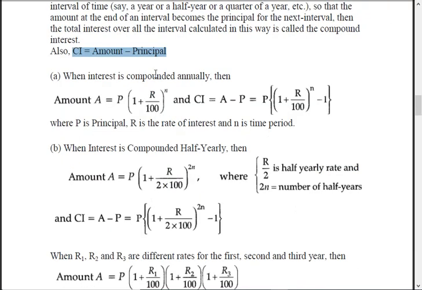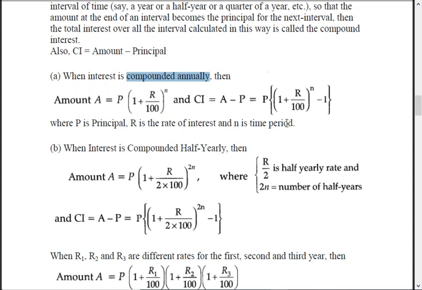How is the compound interest calculated? See the formula: A equals P into 1 plus R upon 100 raised to N. Remember this formula throughout your life. It is very important. But this is for annually. R is the rate, P is the principal, A is the amount, and N is the period. After finding the amount, compound interest is calculated as A minus P. You have to find this A and then subtract the P from it.